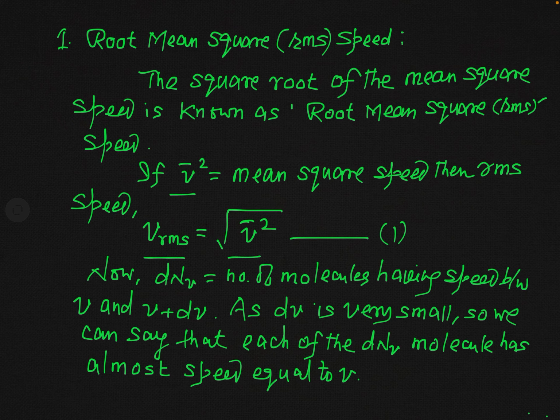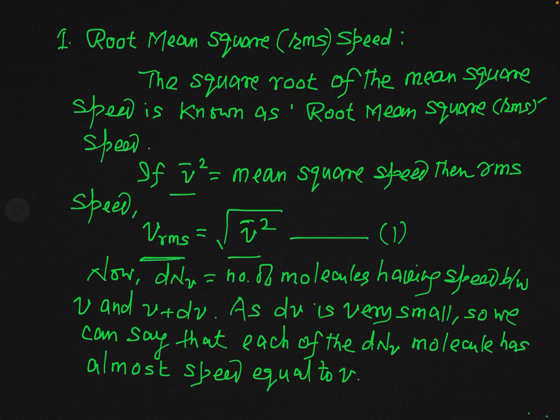So you can see, if you want to calculate the value of v RMS on the basis of kinetic theory or on the basis of Maxwell's law of distribution of molecular speed, then first of all you have to find the value of mean square speed, that is v bar square, and after getting the value of v bar square, we will simply find the square root of it, and then we will get v RMS. So let us proceed to see how we can find the value of v bar square.